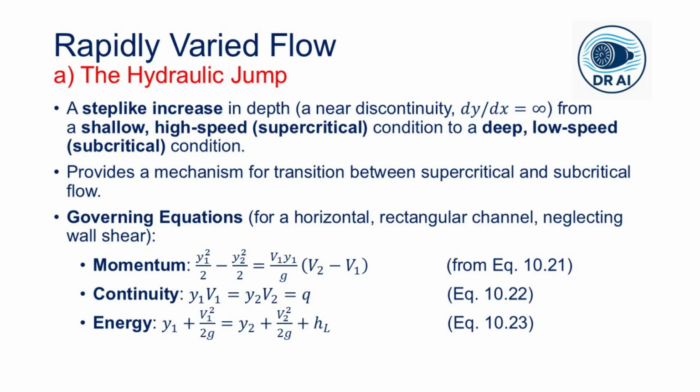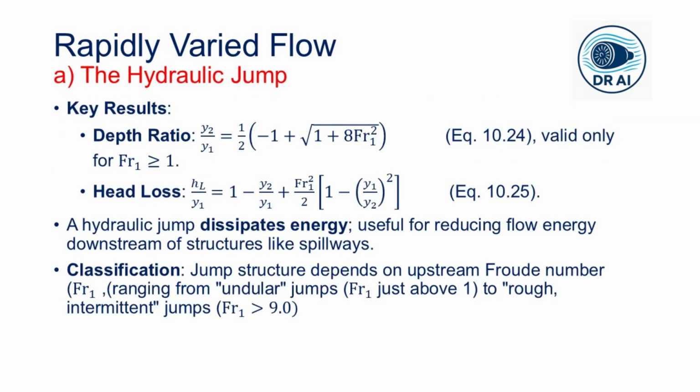After some algebra and using continuity to eliminate V2, we arrive at a quadratic equation in the depth ratio, which is y2 over y1, and solving it gives us the classic hydraulic jump equation, represented by y2 over y1 equals half times minus 1 plus the square root of 1 plus 8 Froude squared. So this equation is showing us that the depth ratio across the jump depends only on the upstream Froude number.